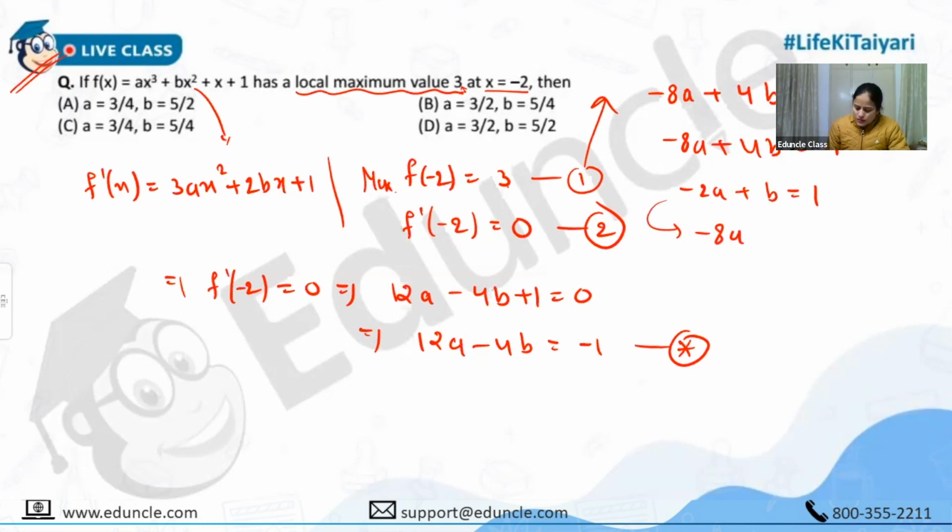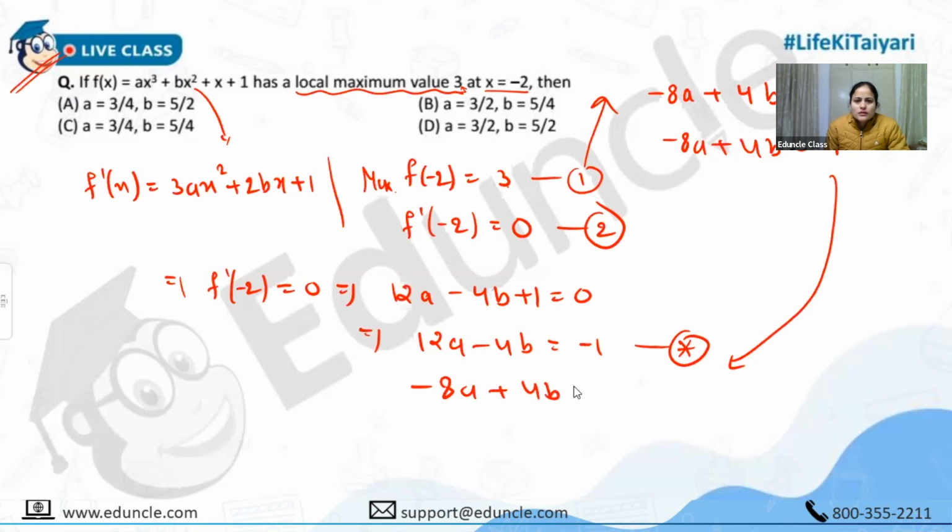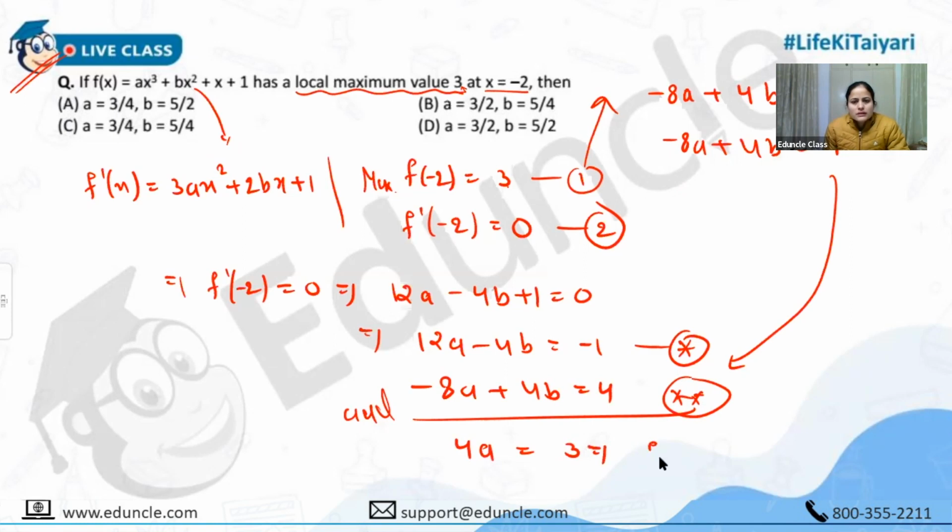No need to take it. Keep it as it is. So put this equation here. So I'm having here minus 8a plus 4b is equal to 4. I'm calling it double star. So just add them. When I'm adding, I'm getting 4a is equal to 3, that is a is equal to 3 by 4.